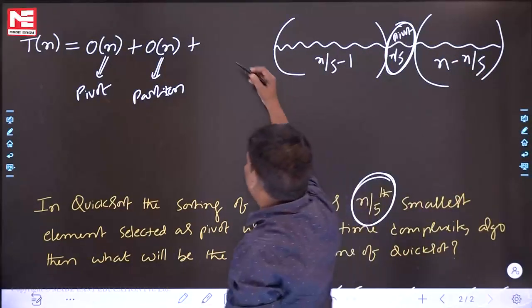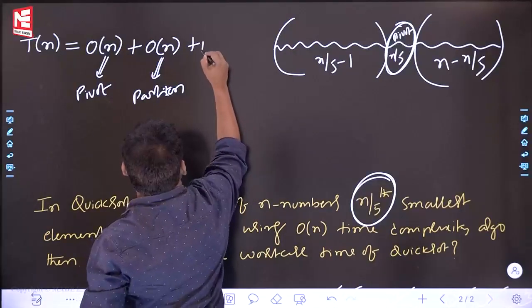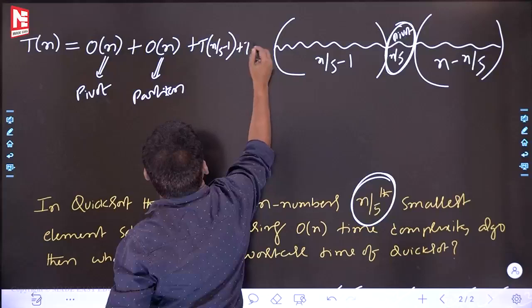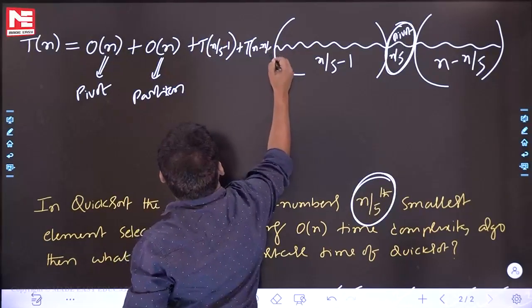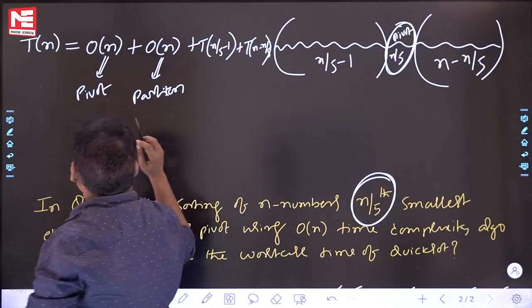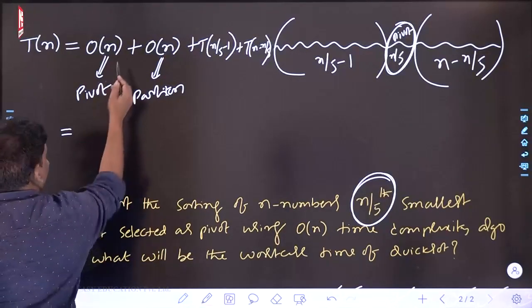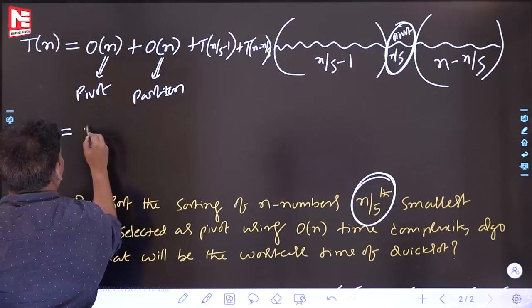Let me write it now. What is the left side? The left side is T of n by 5 minus 1. What is the right side? T of n minus n by 5. Now let me simplify further. The n plus n, what is the answer? 2n.